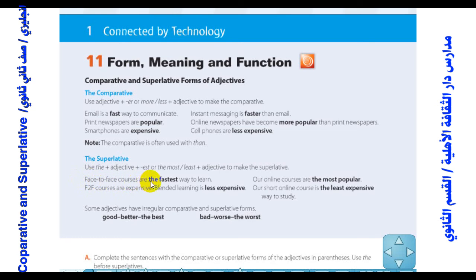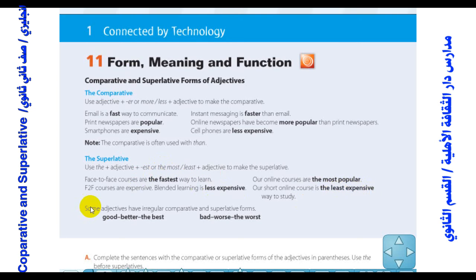Face-to-face courses are the fastest way to learn. Okay, our online courses are the most popular. Face-to-face courses are expensive. Blended learning is less expensive. Our short online course is the least expensive. Okay, when you see less expensive, you know that it is a comparative form. When you see the least expensive, you know that it is a superlative form.